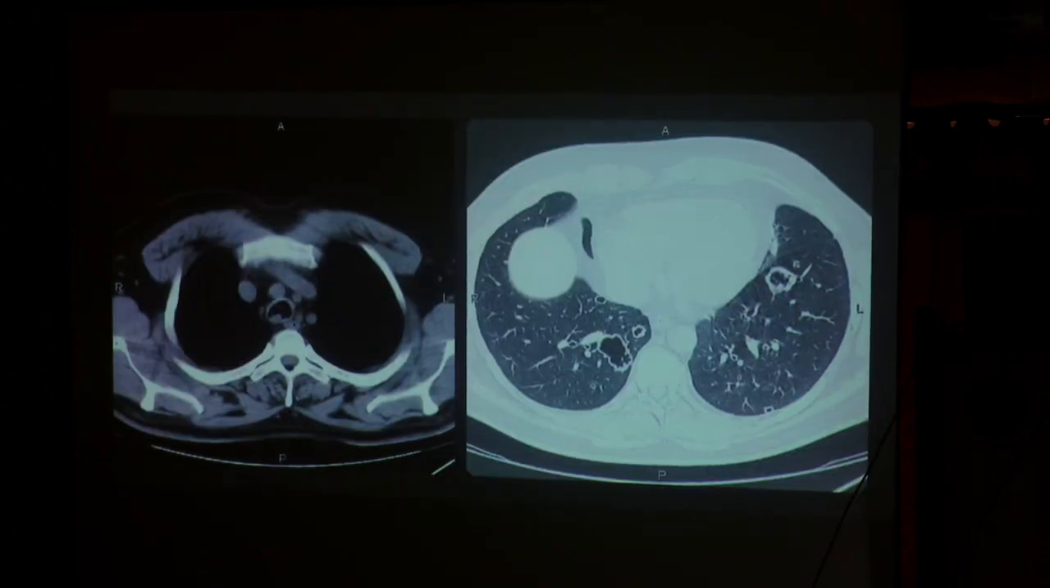So this is a companion case which we usually do not see often. This is also a differential for cystic lung disease. Anybody? What do you see? Here's a tracheal nodule with multiple cysts in both lungs. Yeah, this is a case of tracheopulmonary papillomatosis.